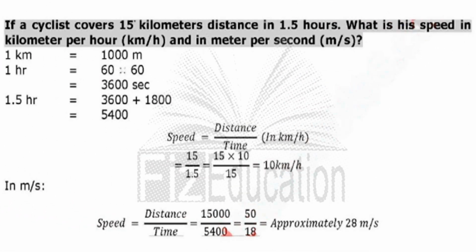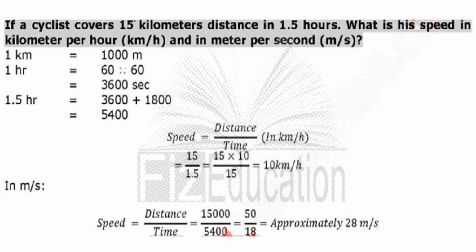If a cyclist covers 15 kilometers distance in 1.5 hours, what is his speed in kilometer per hour and in meter per second? 1 kilometer equals 1000 meters. 1 hour is equal to 60 multiplied by 60 is equal to 3600 seconds. 1.5 hours is equal to 3600 plus 1800 is equal to 5400 seconds.